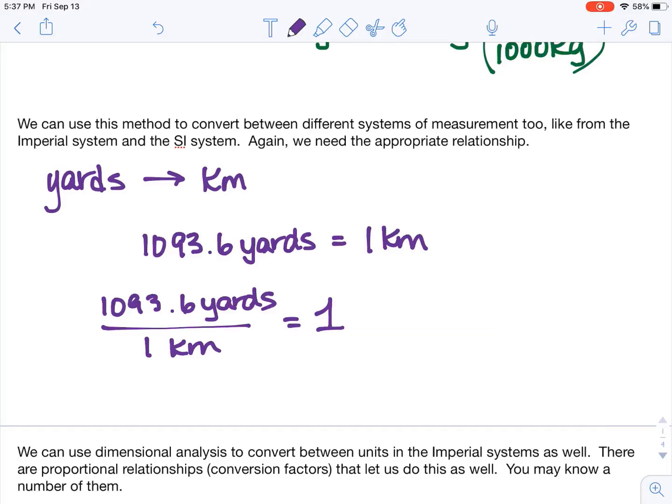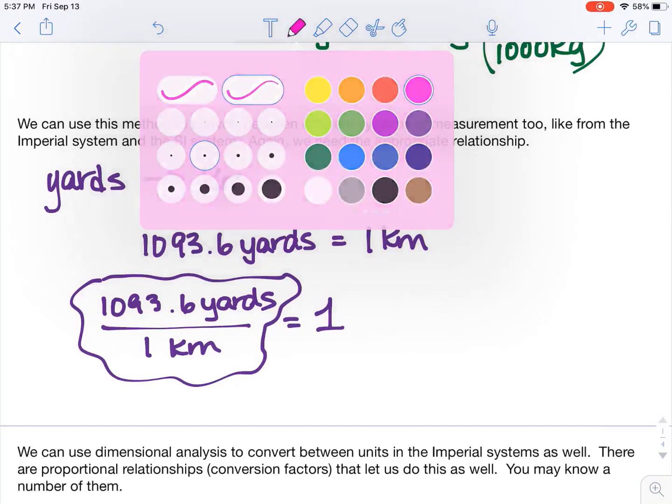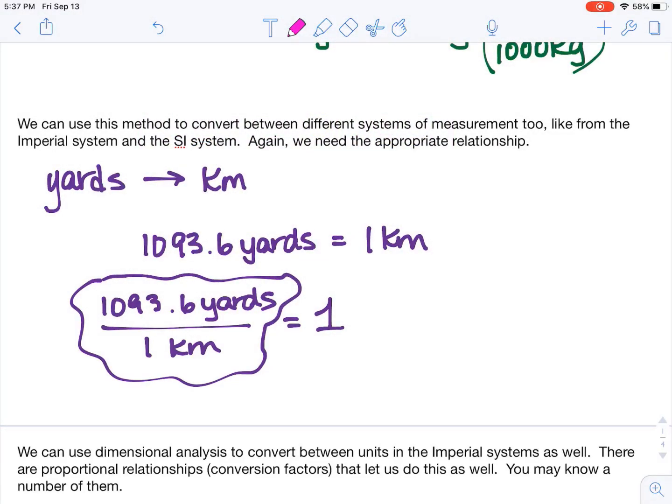So no matter how we're using this, no matter what we're attempting to do in terms of dimensional analysis, my conversion factor, which is represented in this particular case here, right? This is how I convert between yards and kilometers back and forth, is equal to 1. By the way, an important notation is that if I write this the other way, if I write 1 kilometer over 1093.6 yards, right, that's still equal to 1.